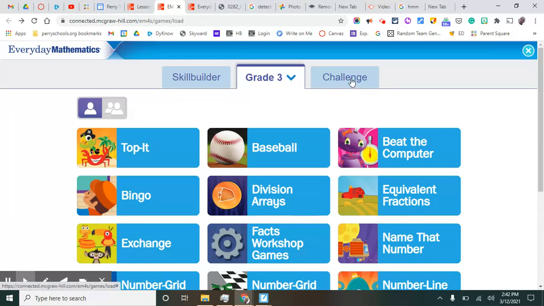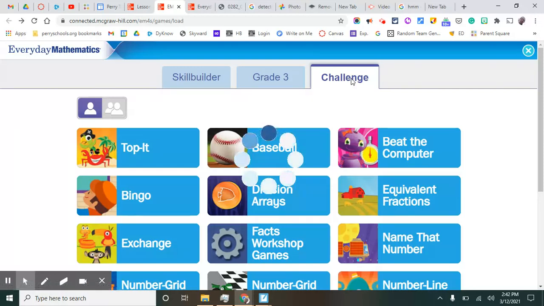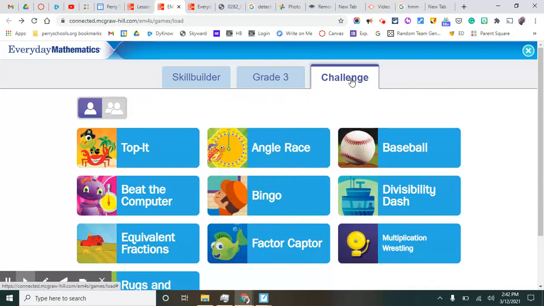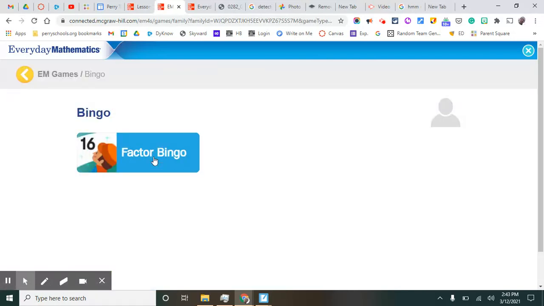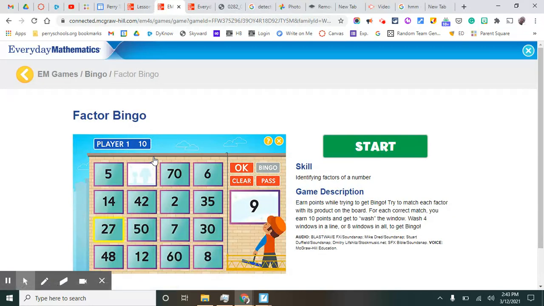It is under challenge. So click challenge, then click bingo. And then you find factor bingo. So the steps again, you might want to write them down. We're going to click challenge, then click bingo, then click factor bingo. And when we do that, we can start the game. And it's a fairly simple game that can be kind of hard to win, but that's good.